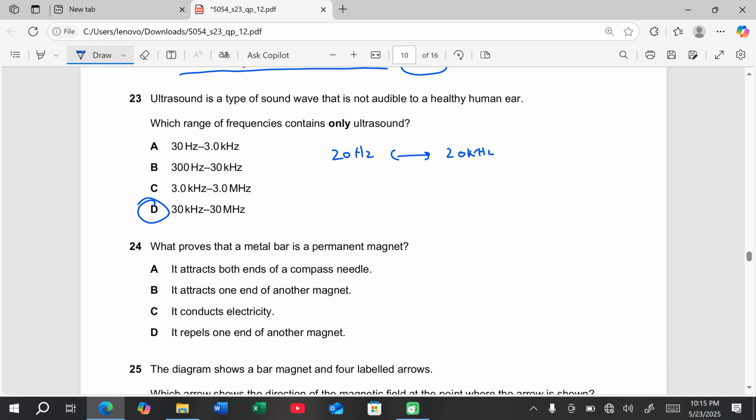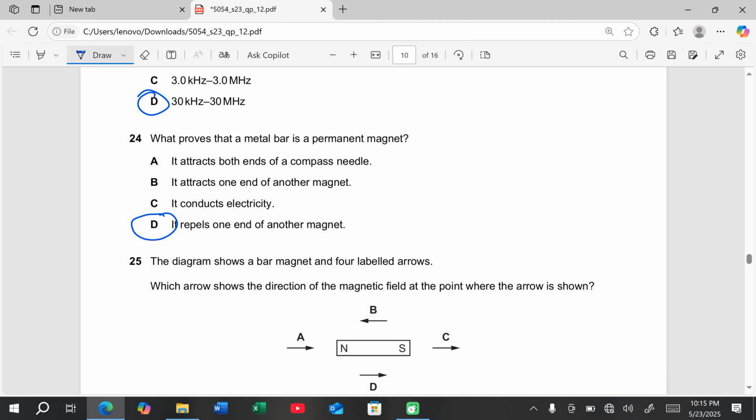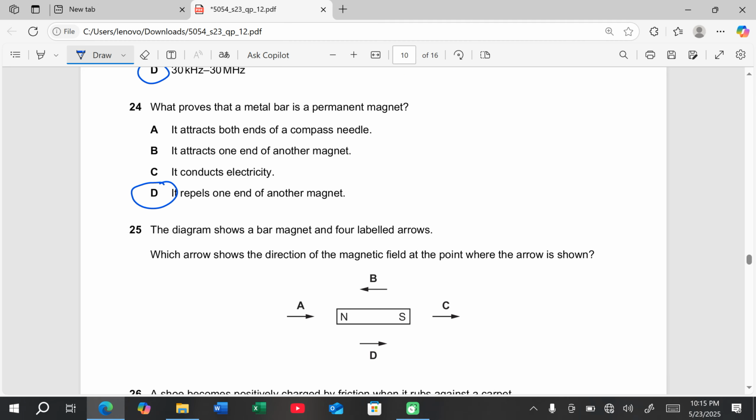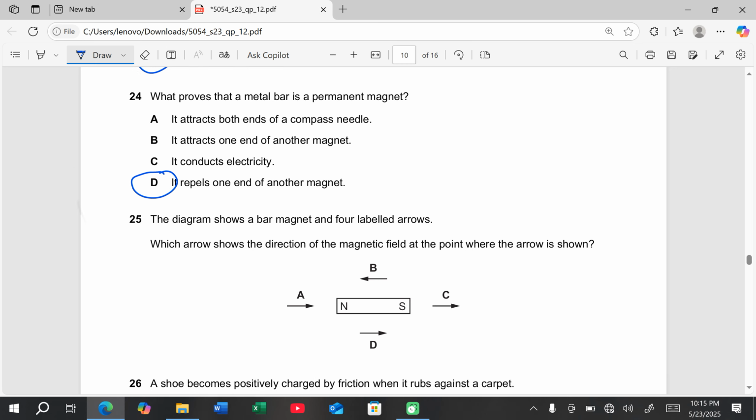What proves that a metal bar is a permanent magnet? It attracts both ends of another magnet? No, it should repel one of them. It attracts one end of another magnet? It conducts electricity? It repels one end of the magnet. Yes, if there is a repulsion, then we can say it's a magnet, because magnetic material is always attracted by both ends of a magnet. So there is no point in proving that the substance is a magnet by attraction. It is always due to the repulsion.